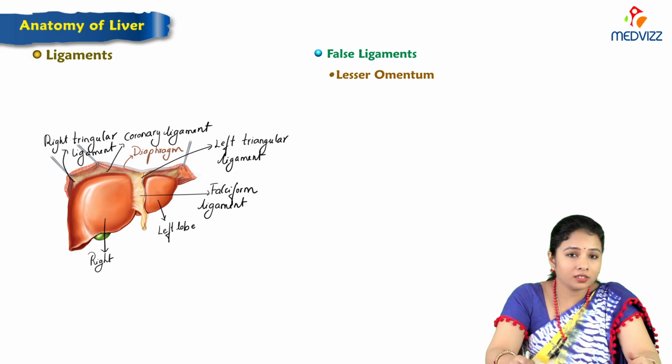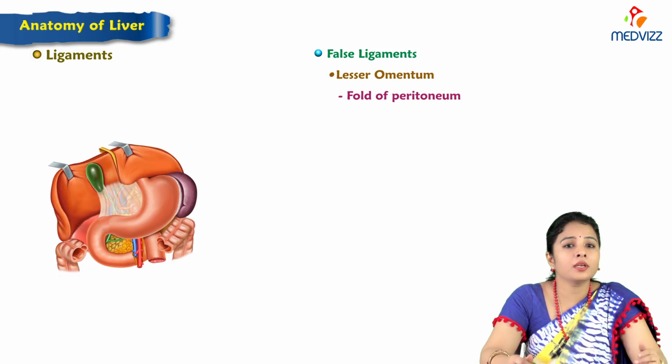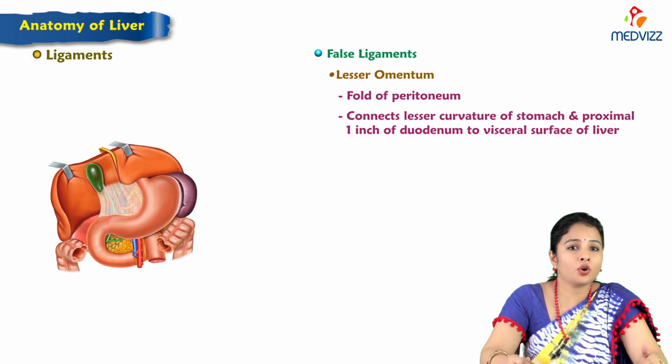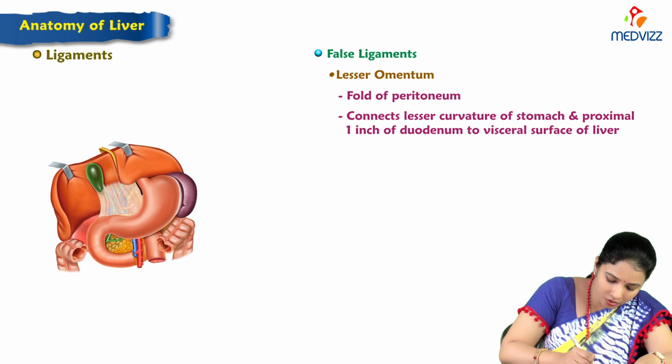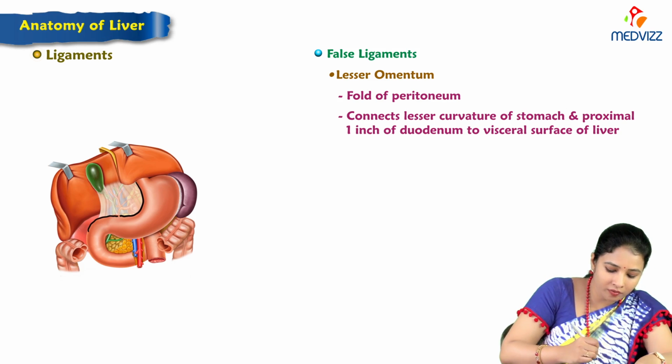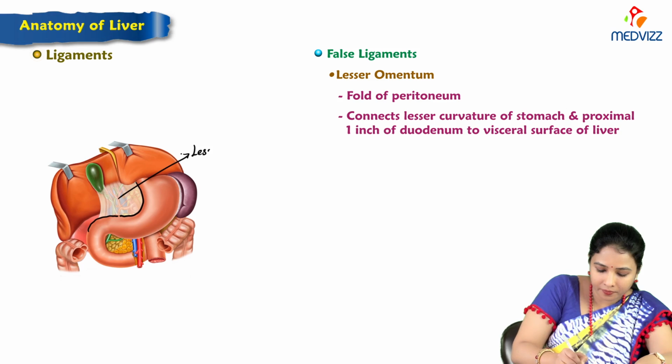Next, about the lesser omentum. Lesser omentum is the fold of peritoneum connecting the lesser curvature of the stomach and also the proximal 1 inch of the duodenum to the visceral surface of liver. So here the lesser curvature of stomach and the proximal part of the duodenum are connected to the visceral surface of liver by means of this lesser omentum.